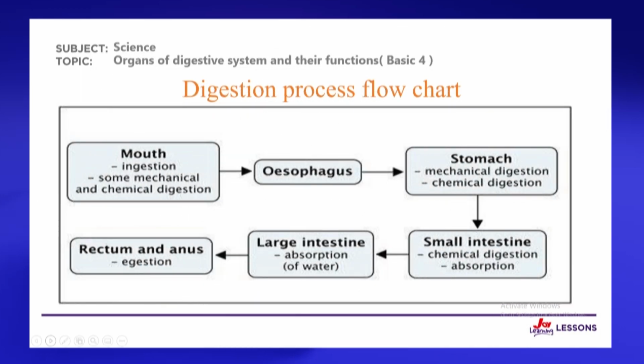All right, so let's look at the digestion process flow chart. One, we have the mouth. Then you go to esophagus, stomach, small intestine, large intestine, rectum, and anus. So this is the digestion process flow chart. That's the main path that all the food we eat passes through.